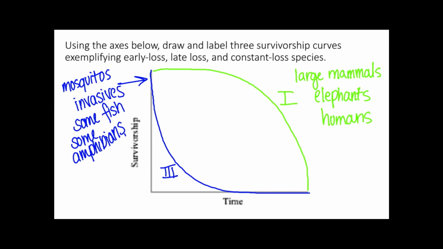And then right in the middle, you have what they call type 2, which makes sense, right? And this is where they have a consistent death rate at all ages. And birds are typically a good example of this.